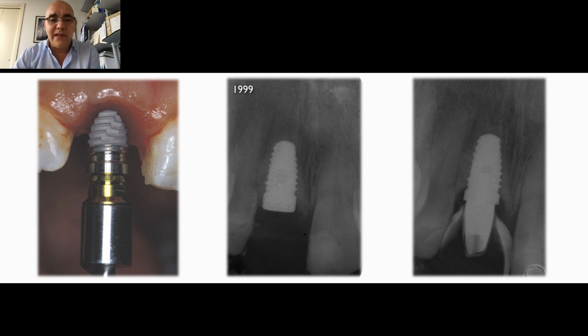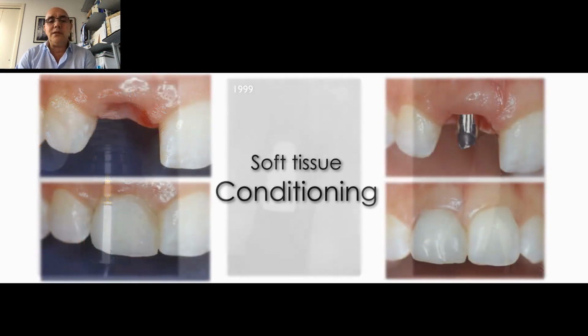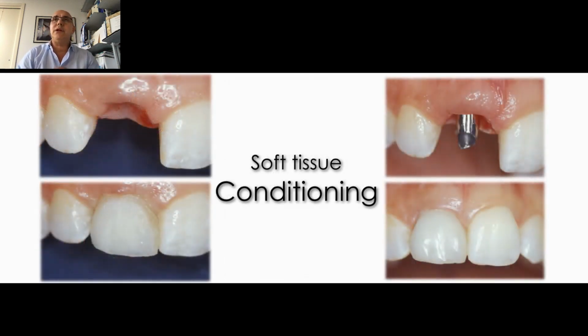As you can see, we placed an implant that was 5 millimeter wide, and then we restored it with an abutment that was smaller. The rationale for using a smaller abutment was that we wanted to be able to put a lot of acrylic on the restoration, the temporary crown, so that we could get a good soft tissue conditioning.